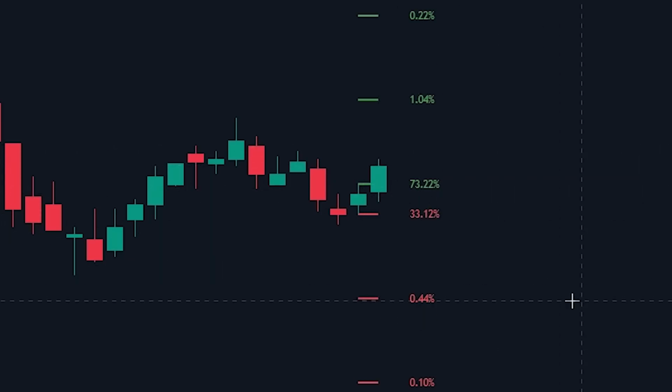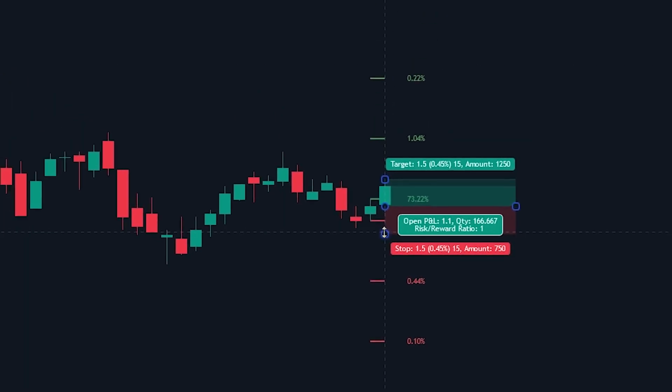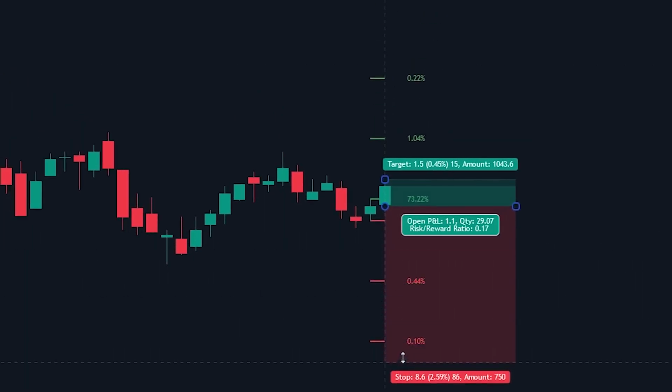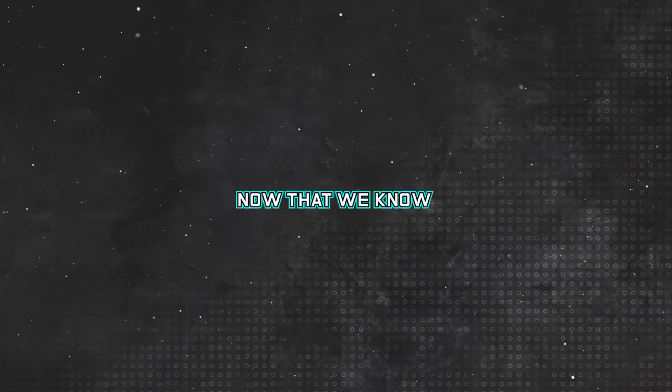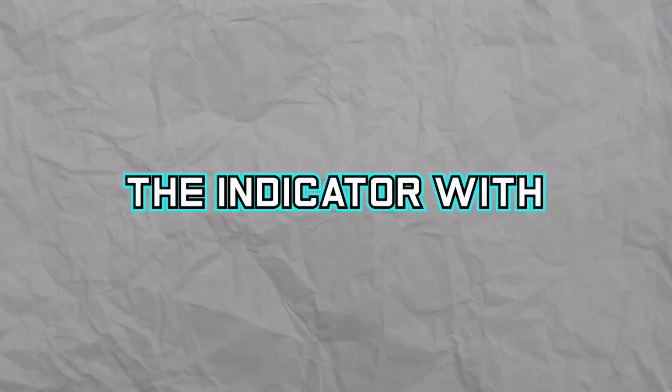This means that if we would enter into the position, we can place the stop loss at the level which has the lowest percentage of being hit. This helps us statistically lower the chances of the stop loss being hit. Now that we know how the indicator works, how we can read it, and how we can use it, let's take a look at a strategy along with entry examples to use the indicator with.